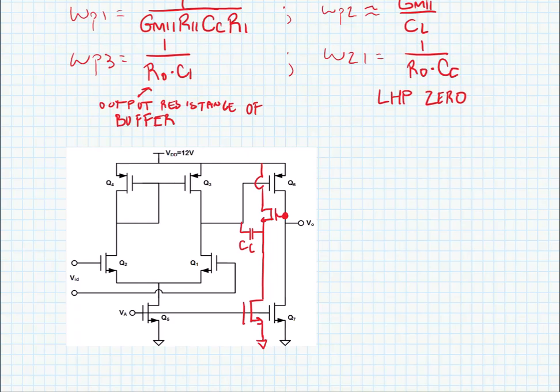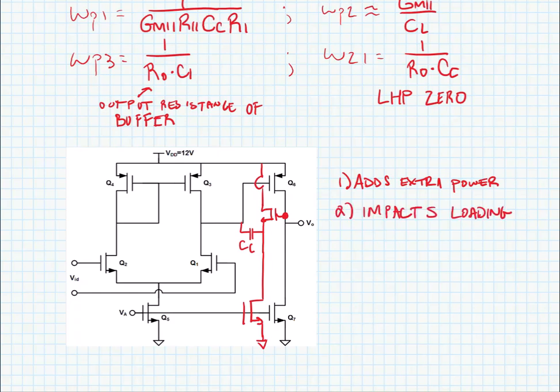What's wrong with this? Well, one, it adds extra power. If we want that omega P3 to be at a really high frequency, we need to lower the output resistance of the buffer. And we know that the output resistance of the source follower is approximately equal to 1 over GM. In order to reduce the impedance, that means we need to increase GM, which means we would need either much more current or a much bigger transistor, which is also going to affect the loading. So we're going to add extra power consumption in order to buffer this transistor. We're going to impact the loading with the buffer. So that's going to be a bit of a problem.